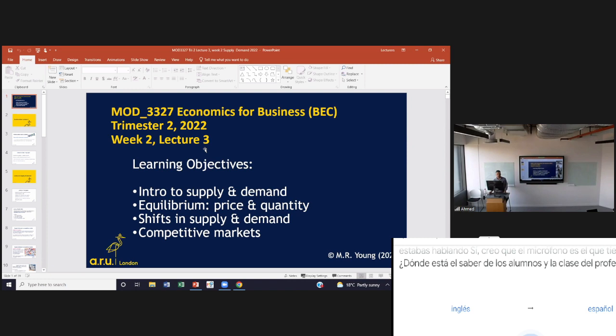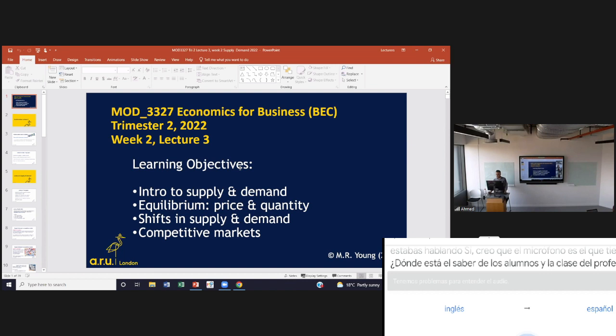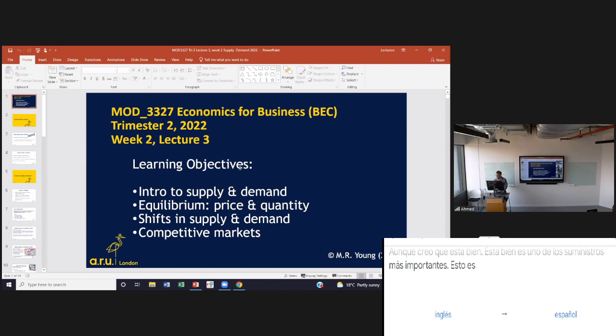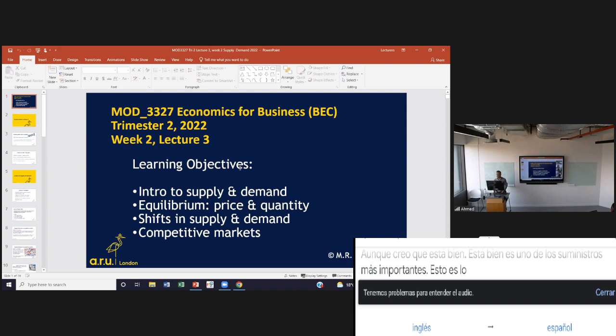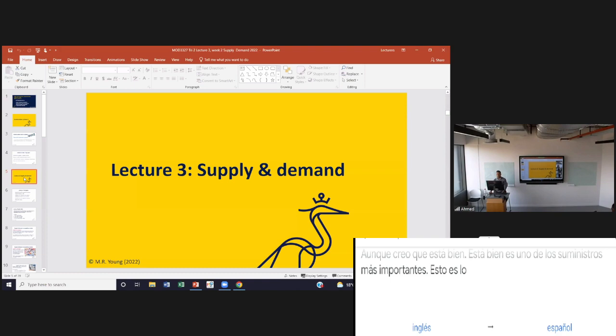Okay, so today's lecture is one of the most important parts of economics. I'm going to do supply, demand and the equilibrium point. This is the most basic model of microeconomics, and it also carries on when we do macroeconomics. We'll look at something similar, aggregate demand and aggregate supply, not exactly the same, but something similar. This model is very important. Okay, so let's start with supply and demand.